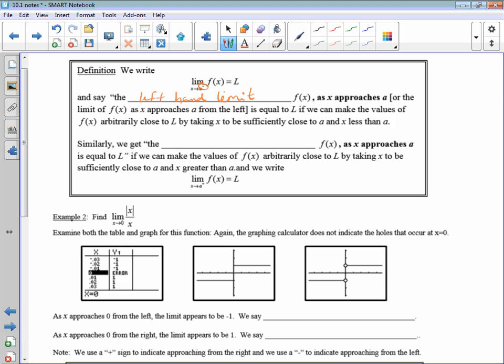That means we are only looking at approaching from the left. We don't care at all what is happening from the right. We only care about approaching from the left. And so then the second one, you guys see that teeny tiny little plus sign on it? So what do you think that one's going to be? The right hand.